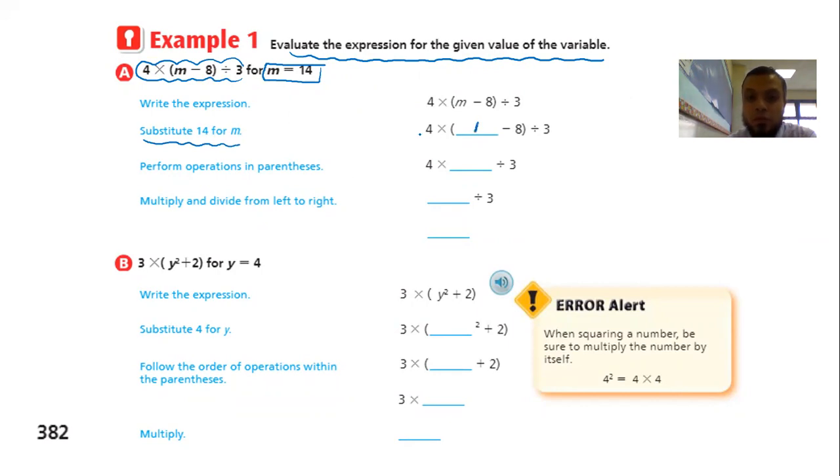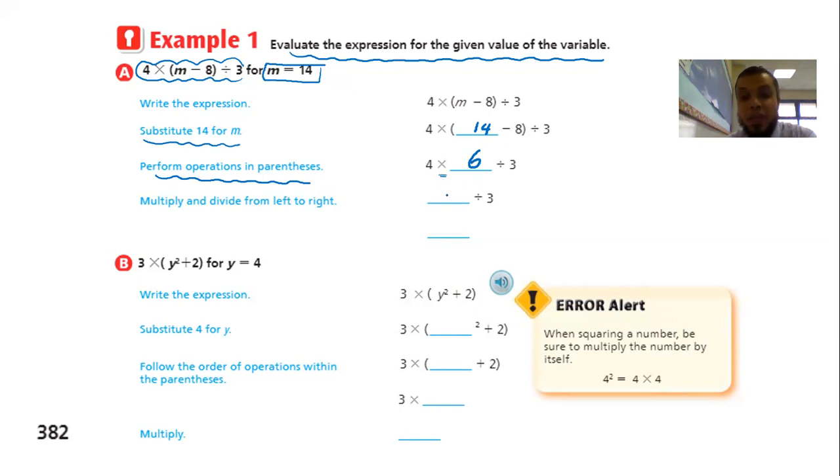Here, 4 multiplied by m minus 8. I'm gonna replace m with 14. Then we're gonna solve the question according to our order of operations. Perform operations in the parentheses first. Number 1, you need to solve the parentheses. The parentheses operation, 14 minus 8 equals, great job, 6.